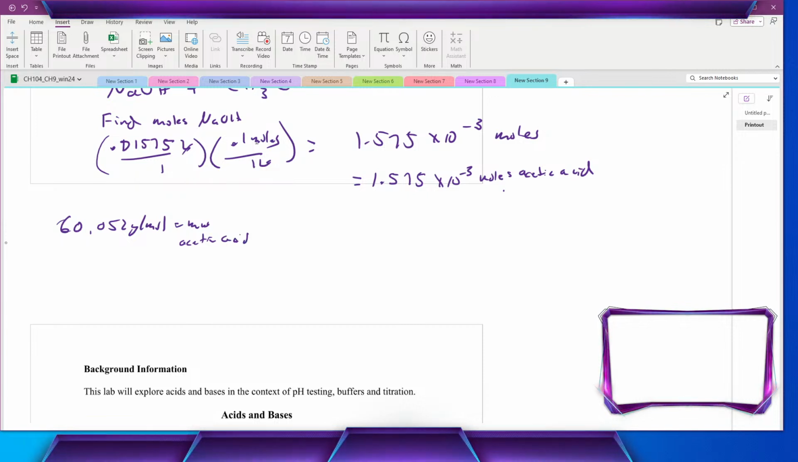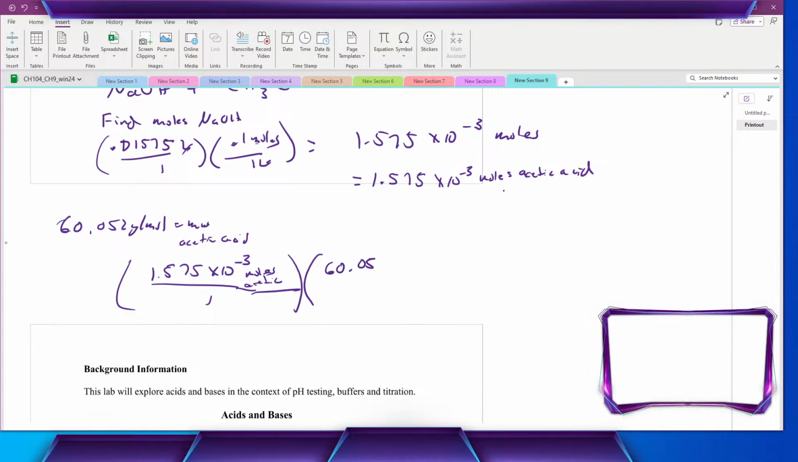And so we have moles, so we can multiply those two together to leave us with grams. So 1.575 times 10 to the negative third. And again, that's moles of acetic acid times the molecular weight of acetic acid. So grams per mole, so moles cancels.